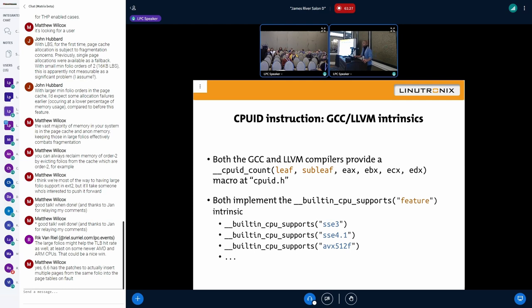Both GCC and LLVM also implement intrinsics called __builtin_cpu_supports. And you can use that to query, does my CPU have, of course, at runtime we are talking about, does my CPU have SSE3, SSE4, AVX, and other features? And these intrinsics are also extensively used in the ecosystem. A caveat, this does not cover all the cpuid bit fields. This only covers around 30 or so of the most important features on the x86 architecture.